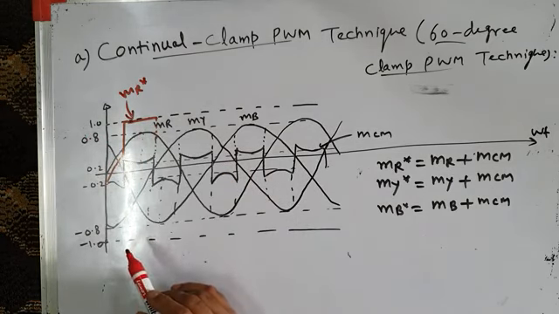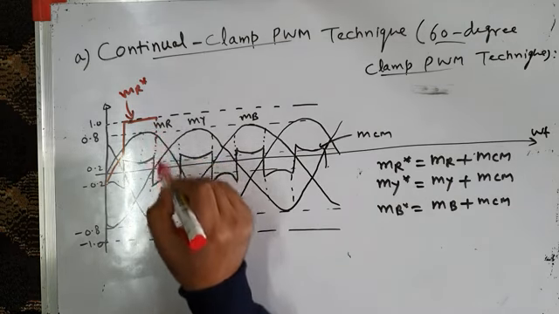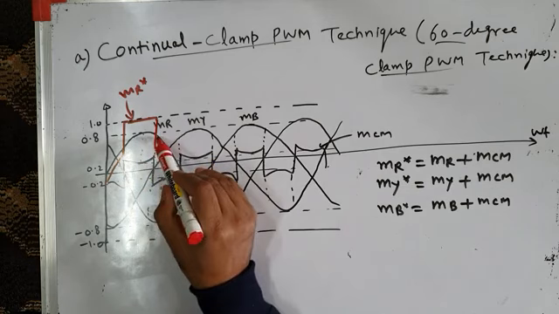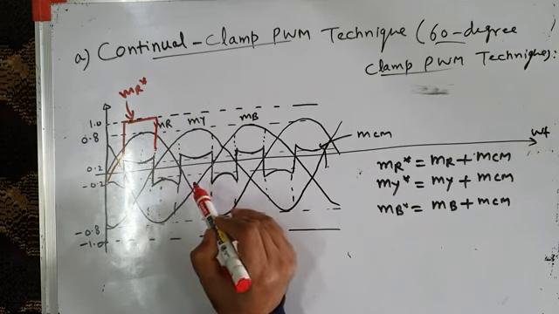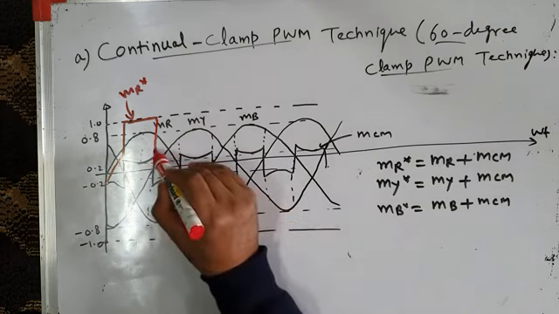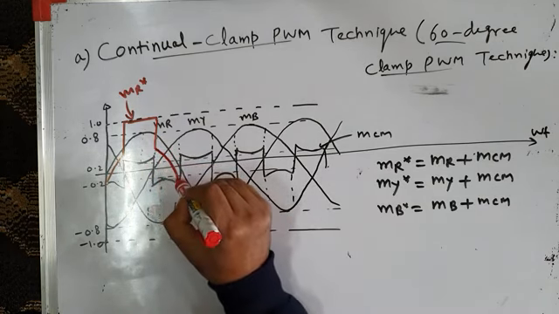Okay. And then let us continue. Then it will be MR plus MCM, it will be like this, it will continue like this, MR plus MCM, and it will go down like this.